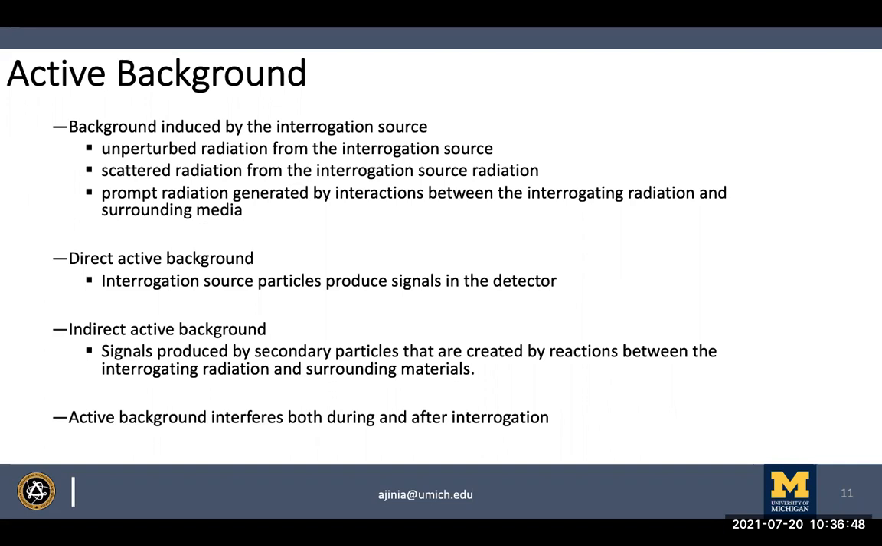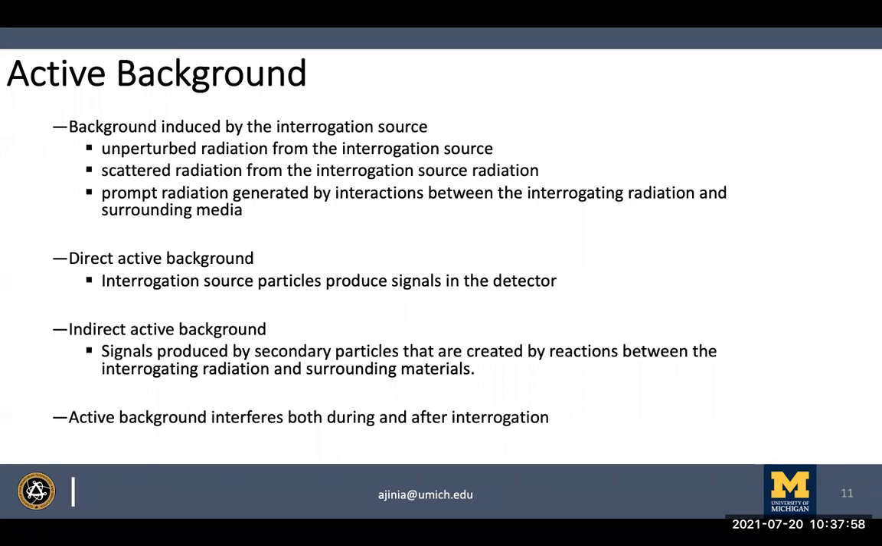This is where the geometry plays a very important role. We don't want a lot of high Z materials around our interrogating source or our detection system, or scatter materials around our detection system. If you're trying to deploy the entire system in the field, we have to be smart in how we design our systems, because all this background is going to interfere with our signal, and that's going to make the detection of prompt neutrons very tricky. Generally, they talk about two types of active background. One is direct active background, which is very obvious, coming from the interrogation source particles. The second one is indirect active background, which comes from the secondary particles created by reactions between the interrogating radiation and surrounding materials.